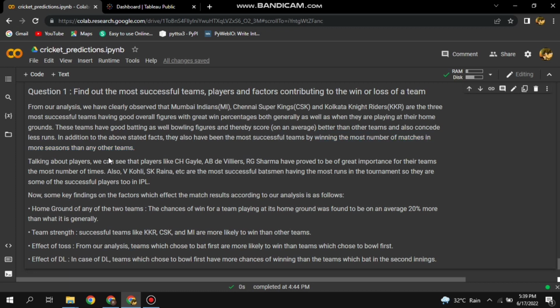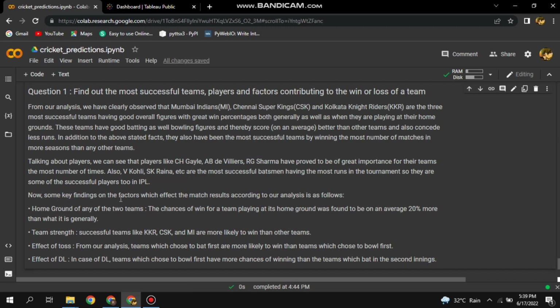And now talking about some of the famous players, the most valuable players, as I just showed you above, are CH Gayle, AB de Villiers and others. And after that, some of the most successful batsmen were V Kohli and SK Raina.